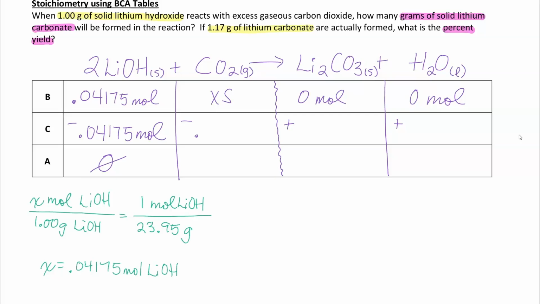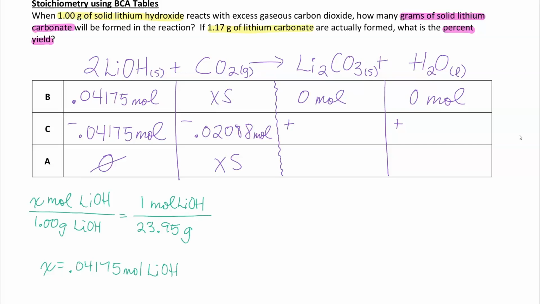We're going to get 0.02088 is what I'll call it here. Now, we don't know how much is left because we don't know how much we started with. So I'm still going to write excess.